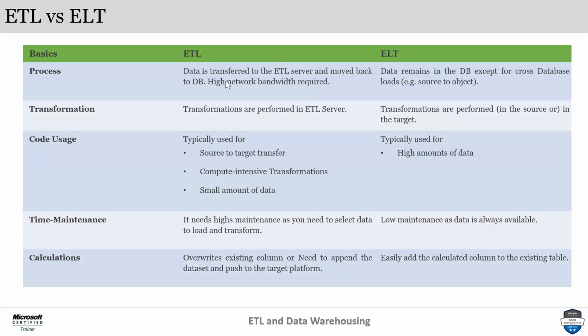So in ETL, what happens? The data is transferred to the ETL server. If I say the Informatica server, the data will be processed there and then loaded back to the database. That is the reason you need high network bandwidth. When you say ELT, you can store the data in the database and transform it right there. So in ETL the transformation happens in the ETL server, while in ELT the transformation happens in the target database. When you have a huge amount of data, usually you will be using ELT. That is the reason all modern data applications use the concept of ELT, not ETL. Okay.